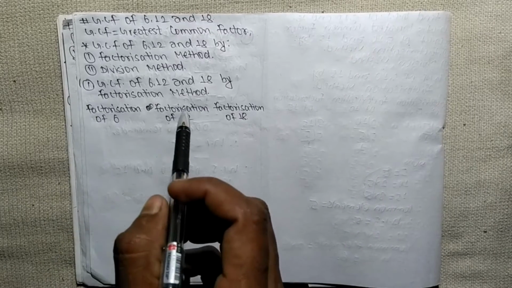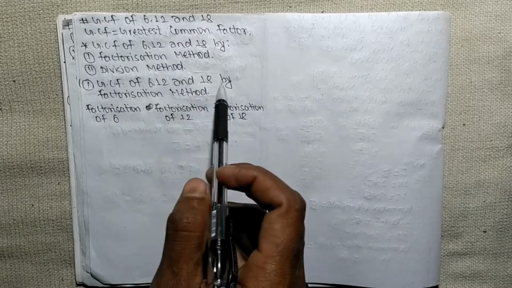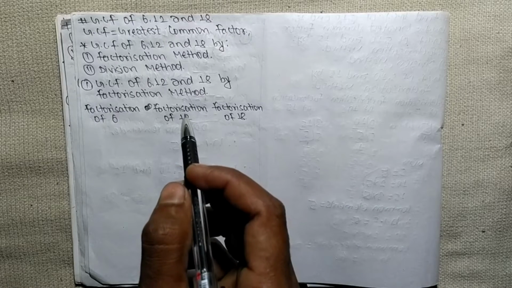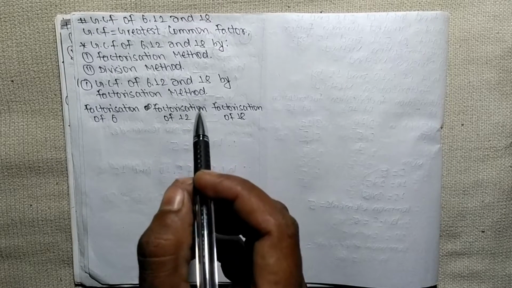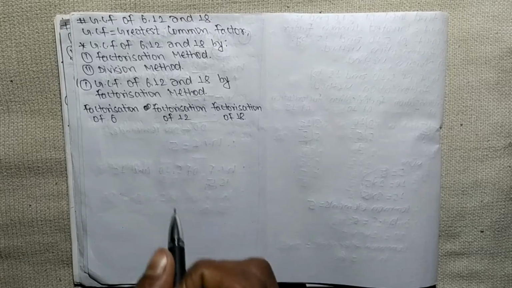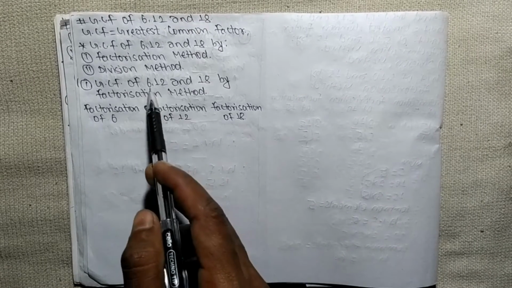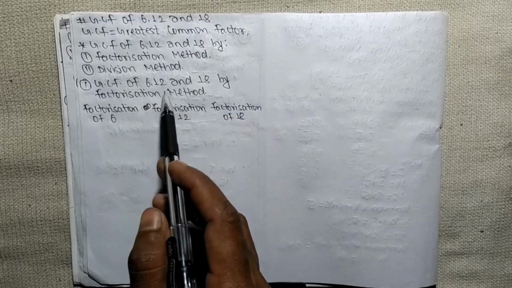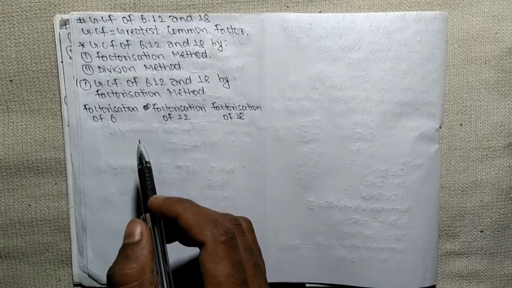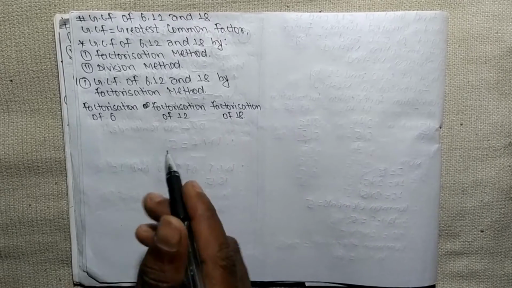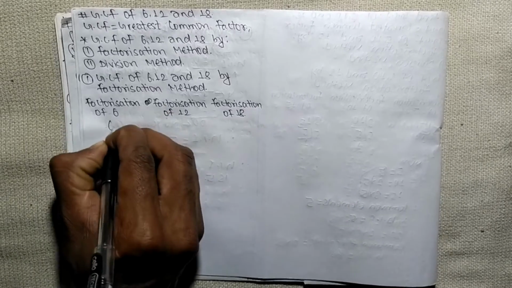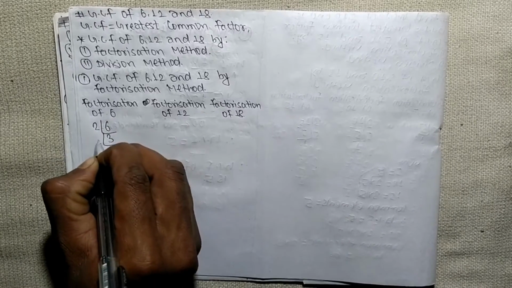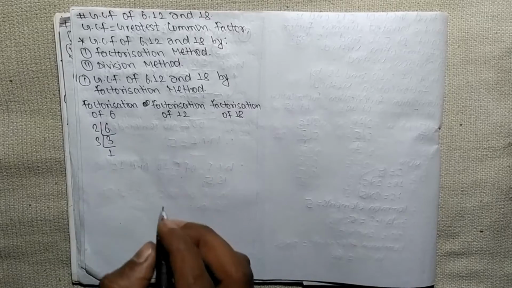So first of all we shall learn to find the GCF of 6, 12 and 18 by factorization method. While finding GCF by factorization method, you have to take the prime factors of all the given numbers. Here the numbers are 6, 12 and 18, which means we have to take the prime factors of 6, 12 and 18 separately. First of all we find the prime factors of 6. The factorization of 6 is 2 times 3, means 6. As you know, 3 times 1 means 3.